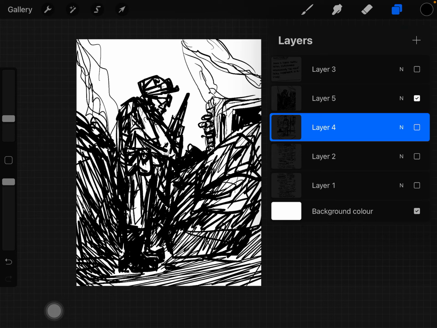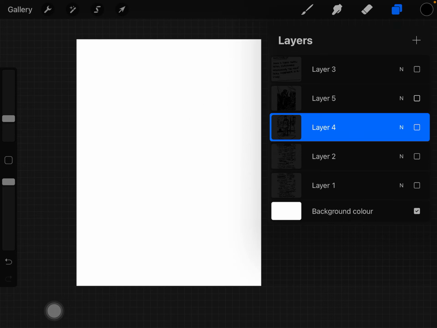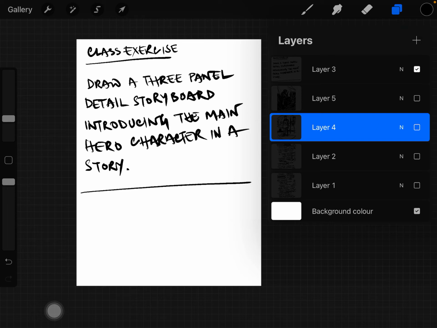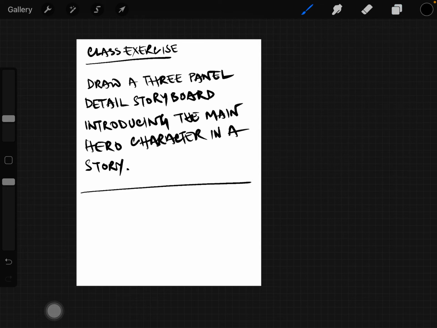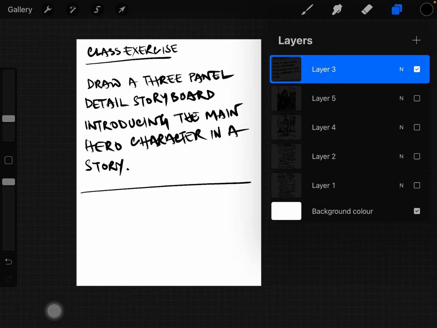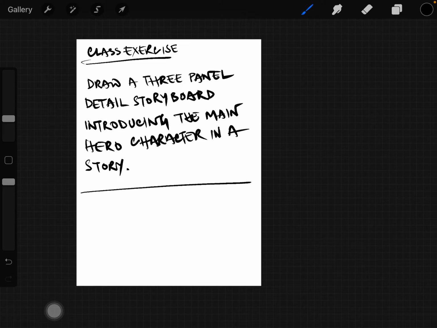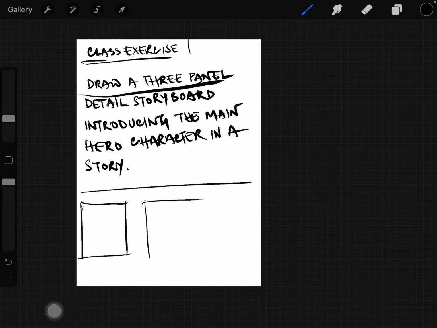Keep these things in your mind whenever you are doing the storyboarding, or even whenever you are writing the script. Now what you are going to do now, this is a class exercise for this class also. On Wednesday class you can do it. Draw a 3 panel, just 3 panel, not more than 3 panel.